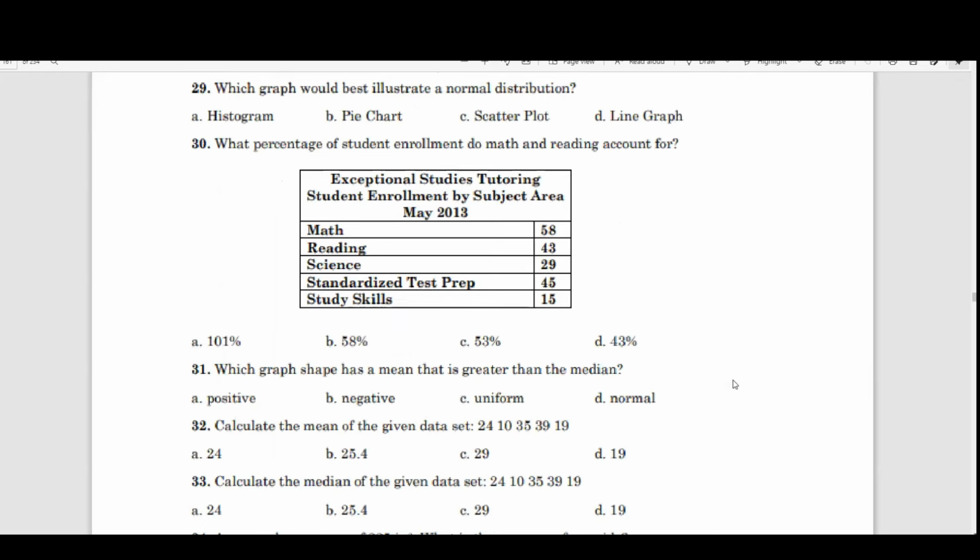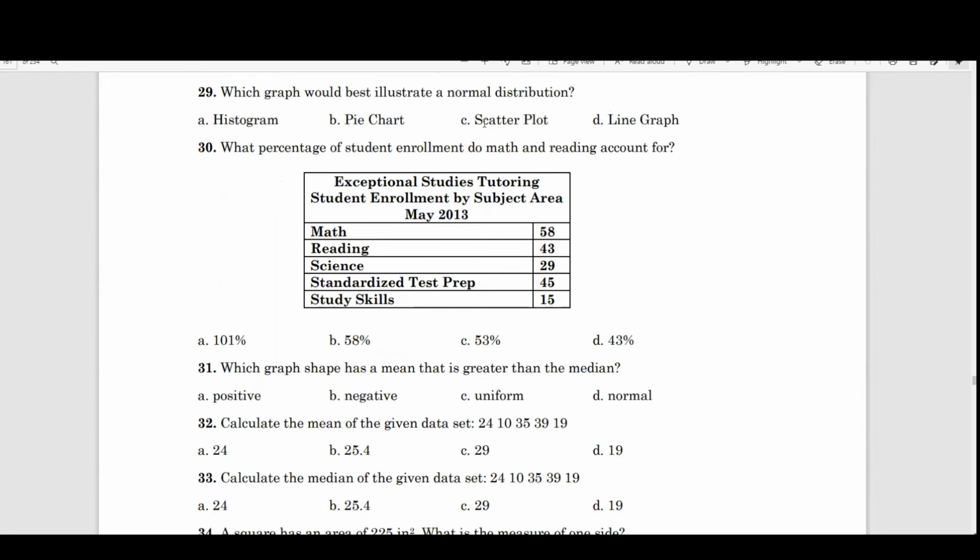All right, we're looking at number 29. It says, which graph would best illustrate a normal distribution? All right, so the key word here is distribution. Distributions can only be highlighted in one type of graph, which is a histogram. That's just something you have to memorize.